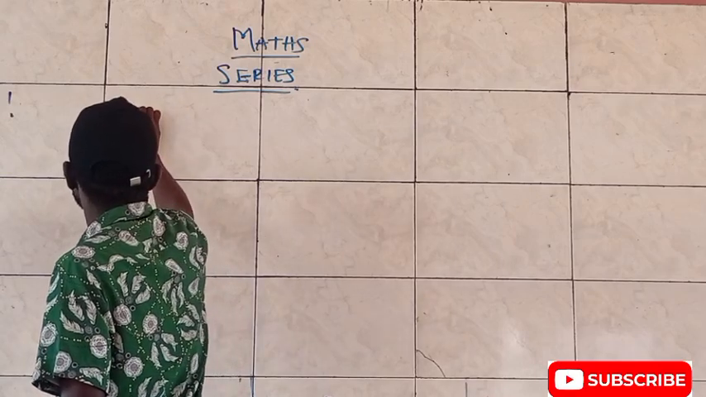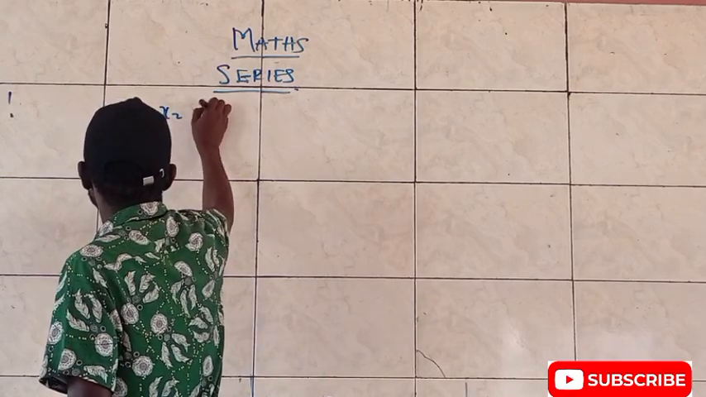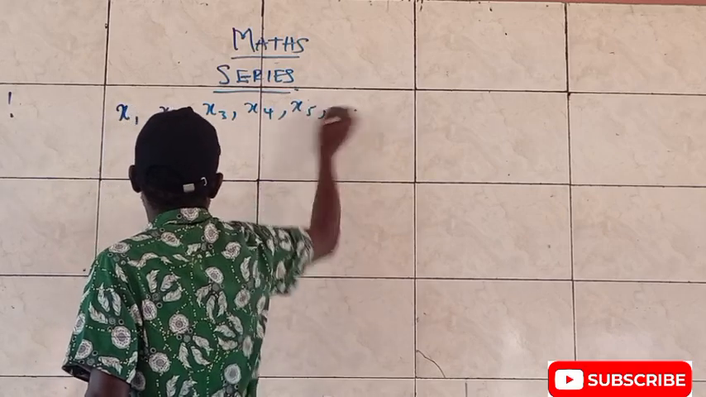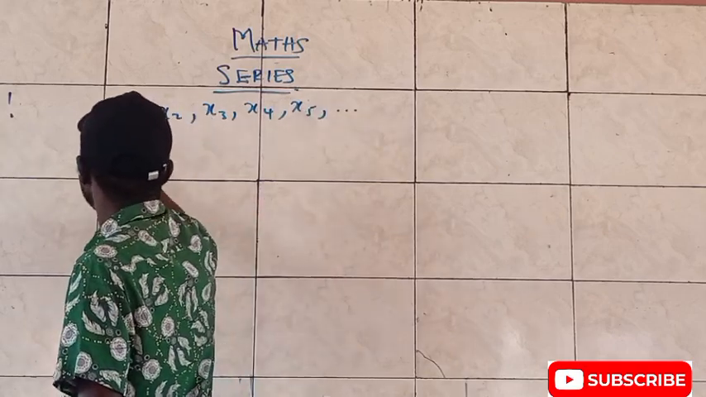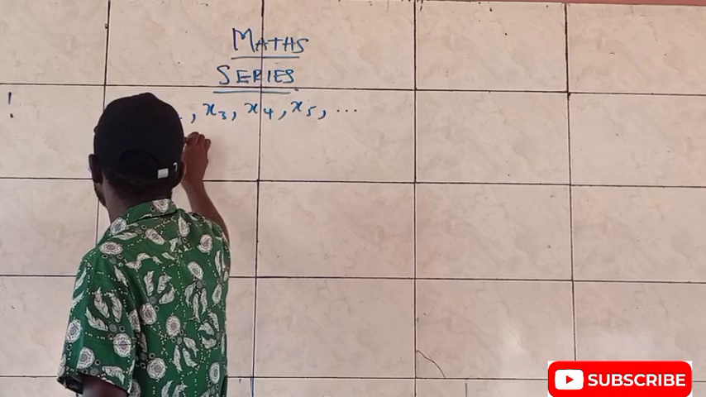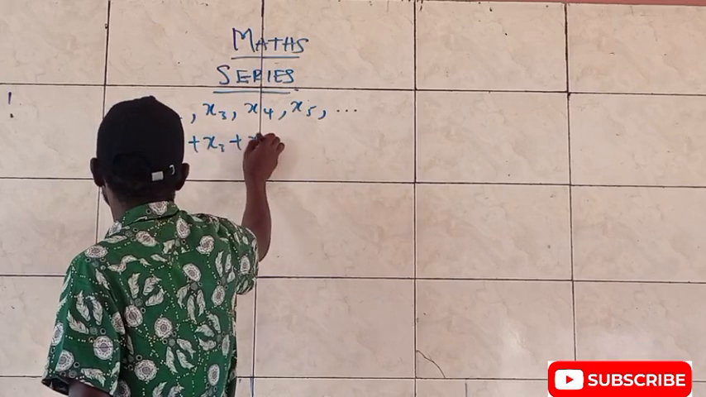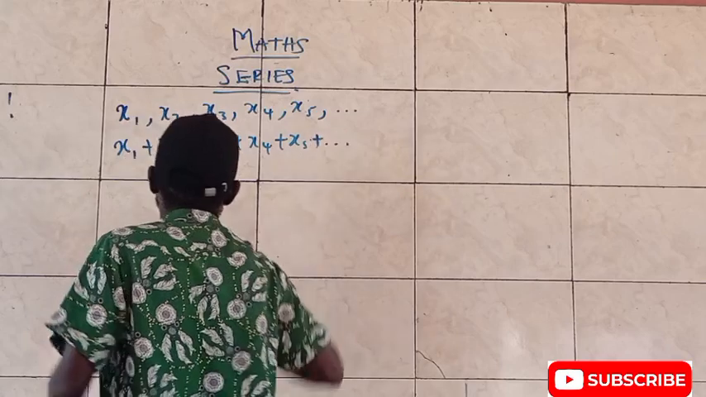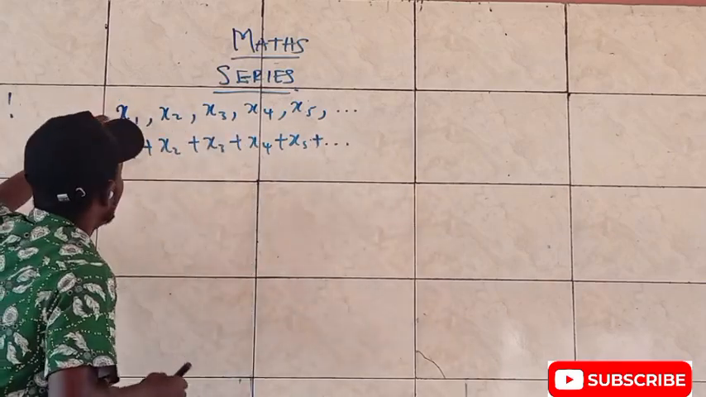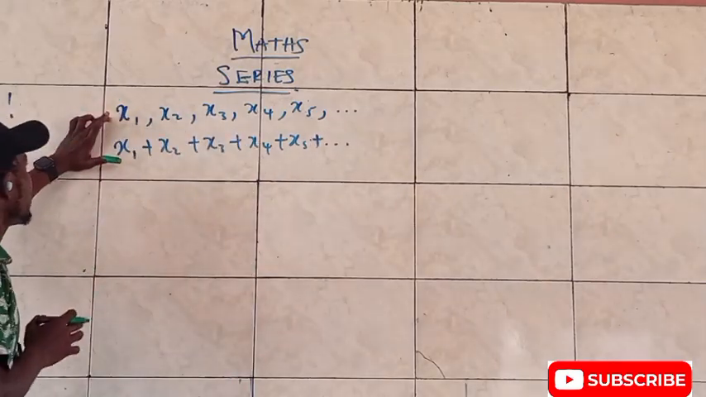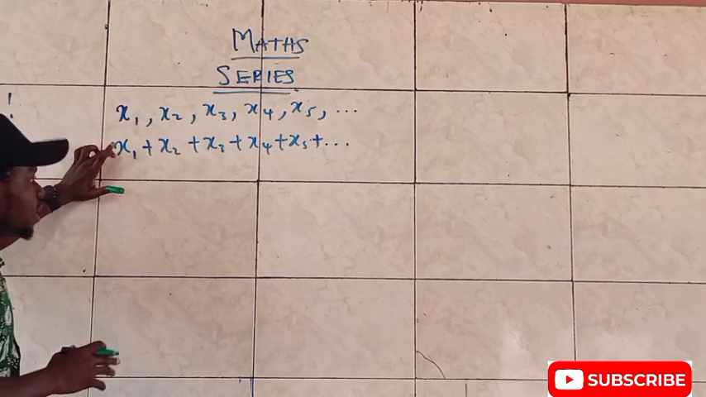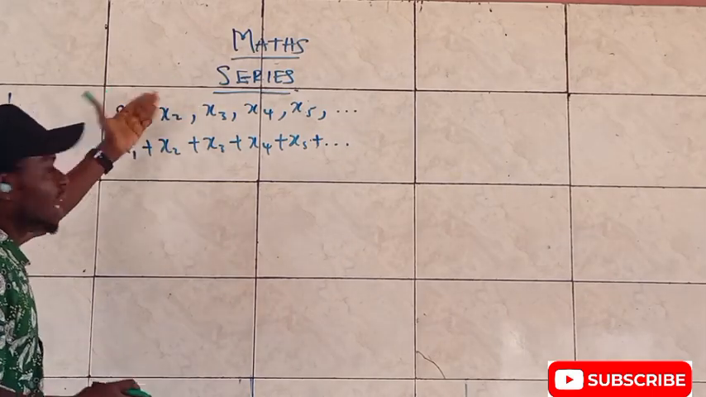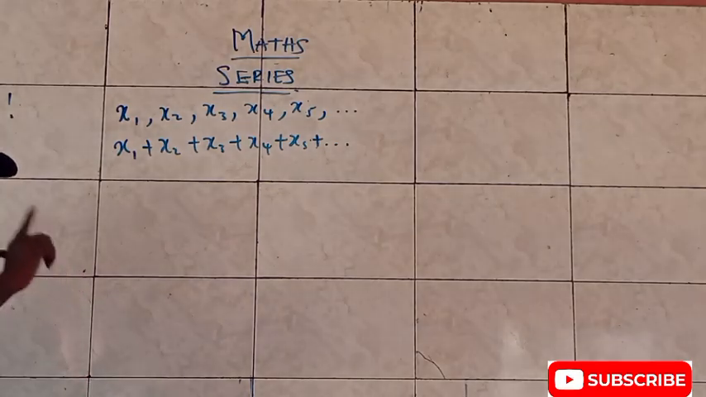For instance, if the terms of a sequence are x1, x2, x3, x4, x5, all the way down, the moment it becomes x1 plus x2 plus x3 plus x4 plus x5 plus all the way down, the one on top is called sequence, while this is called series. When I'm adding the terms in a sequence together, it is referred to as series.